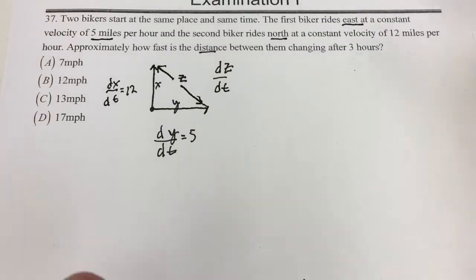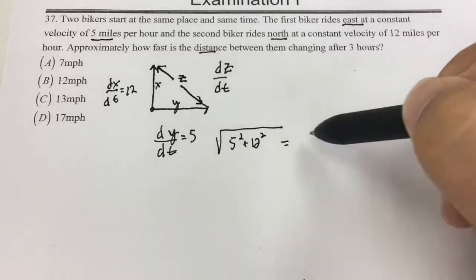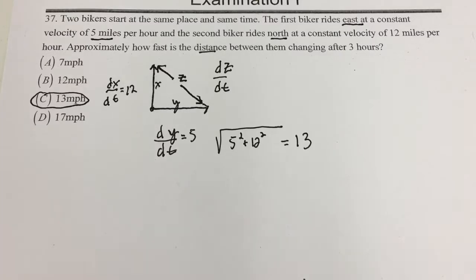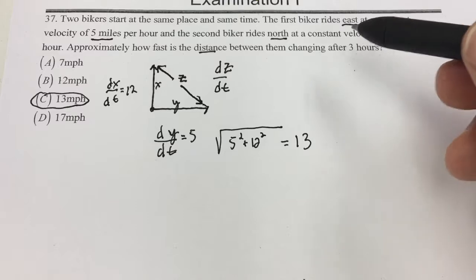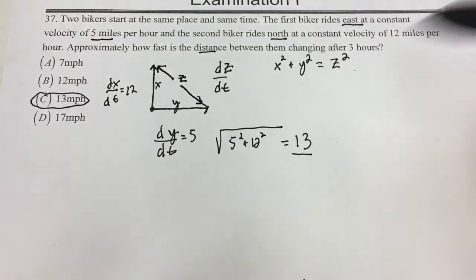Now, of course, I'm going to do this the long way. One student of mine just did 5, 12, and it wound up being 13, and he got the correct answer of choice C for number 37 as quickly as that. He just did the Pythagorean theorem. I'm going to use implicit differentiation, so I'm going to set it up as the Pythagorean theorem, x squared plus y squared equals z squared. His way was correct. He got the right answer.